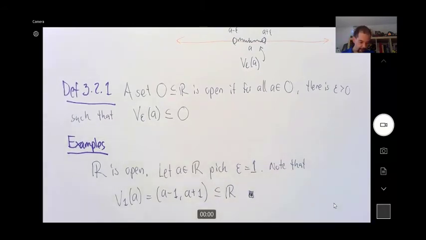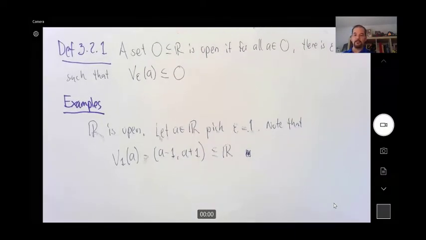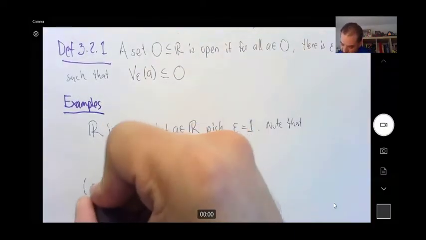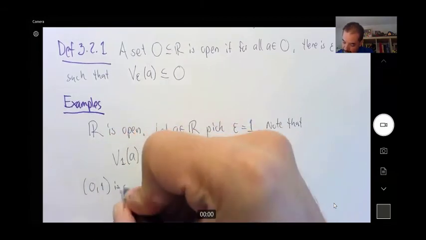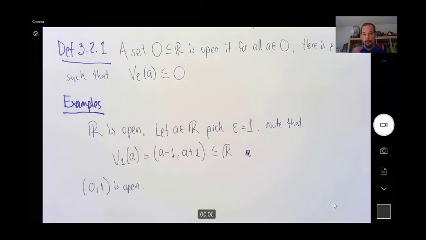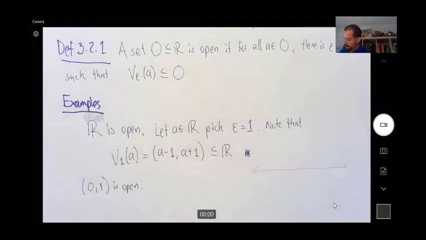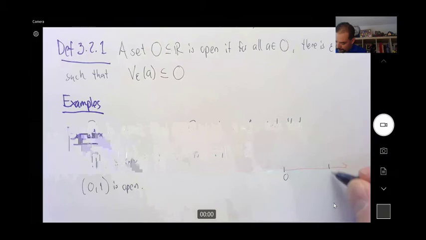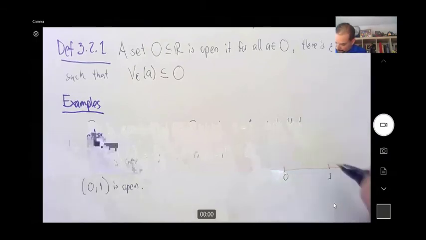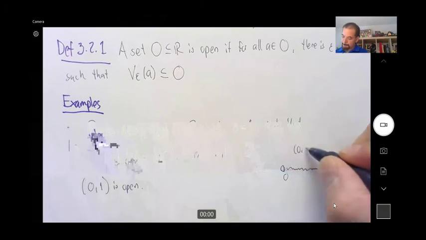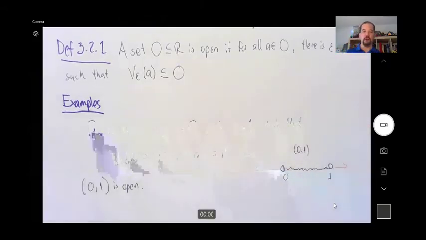So that was a silly example, if you think about it. Here's a not so silly example. How about the open interval 0, 1? Maybe now you see why we call it the open interval. Because it's going to be open, right? Why is the open interval 0, 1 open? Okay, so now it's not as easy, right? Let's do a picture right here. Here's a real line, and we're picking from 0 to 1, but not including 0 or 1. That's our 0, 1. Why is this set open?